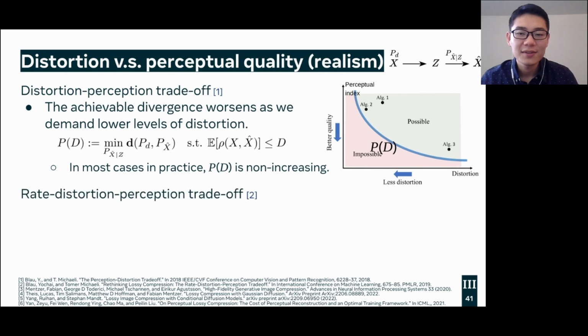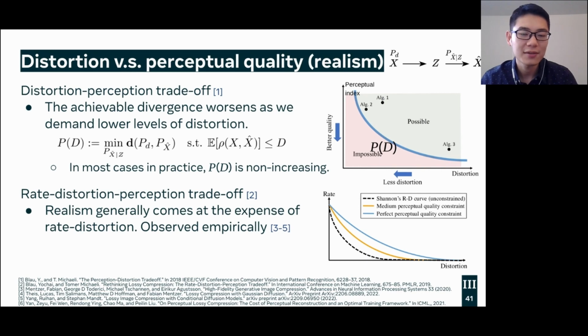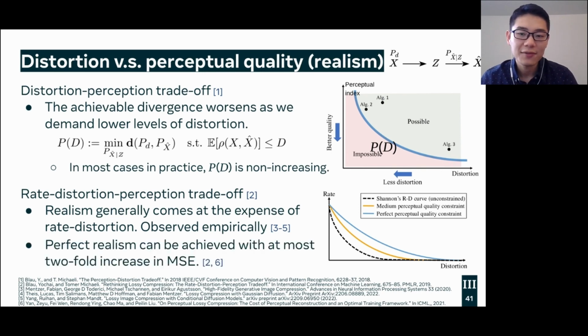This result has also been extended to the lossy compression setting. It's been shown that there exists a three-way trade-off between rate and distortion and perception. The result has a similar flavor, that is, optimizing for perception or realism comes at the cost of worse rate-distortion performance. And a few recent studies have studied the amount of rate-distortion performance that we have to sacrifice in order to achieve perfect realism or artifact-free reconstructions.